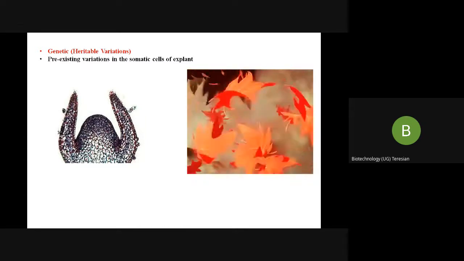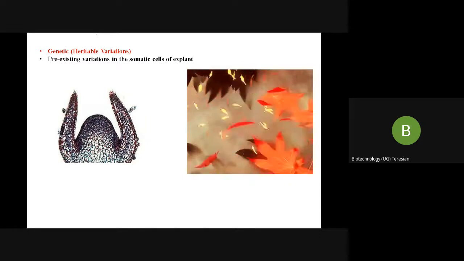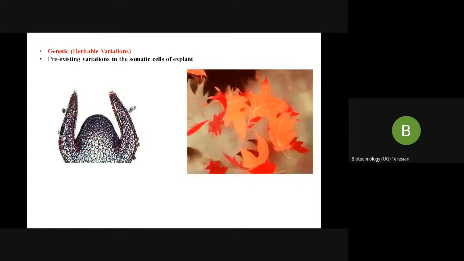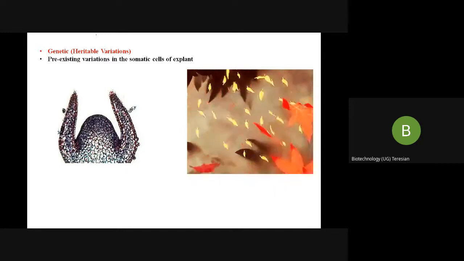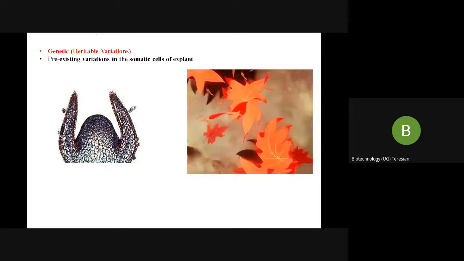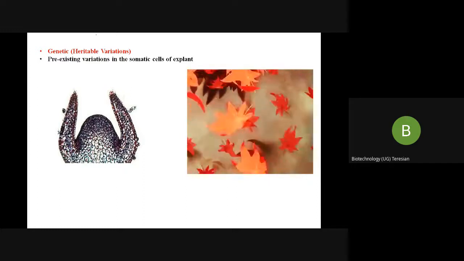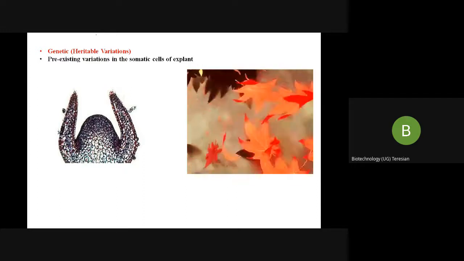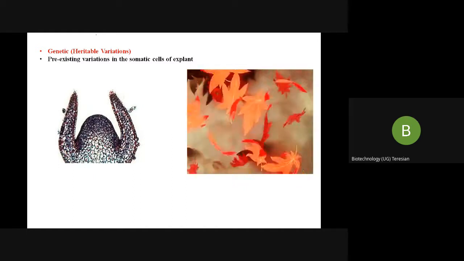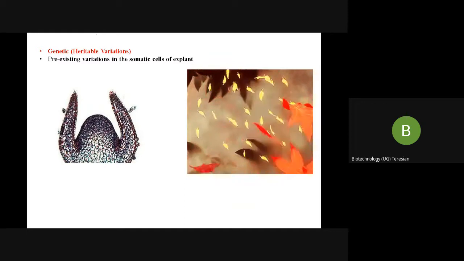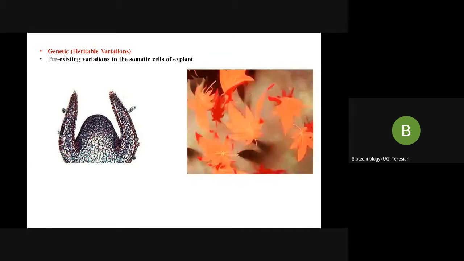So the first category is the pre-existing variability. The variation that is already present in the explant when we have harvested that explant to initiate the in vitro culture. Somatic tissues accumulate mutation with age and differentiation status. The more they specialize in the plant body, the more will be the chances of mutation. That is known as pre-existing variation.